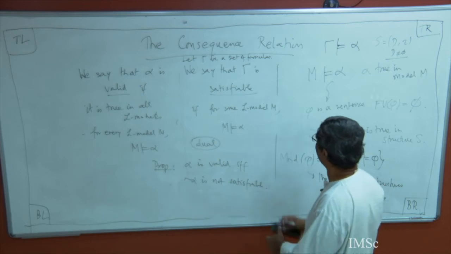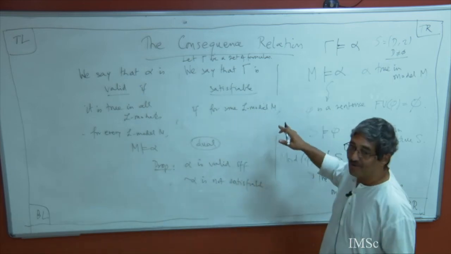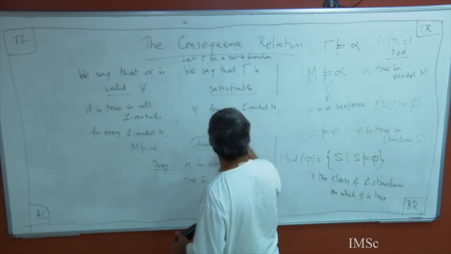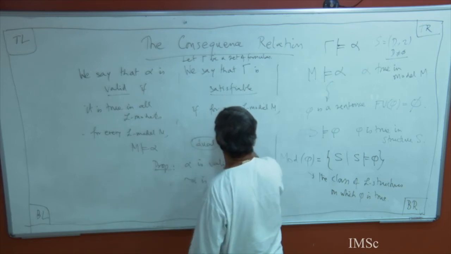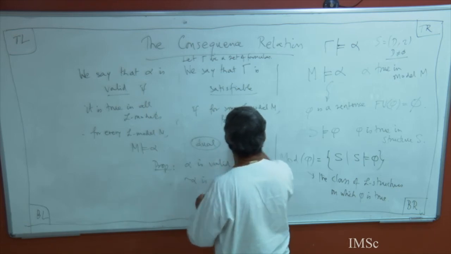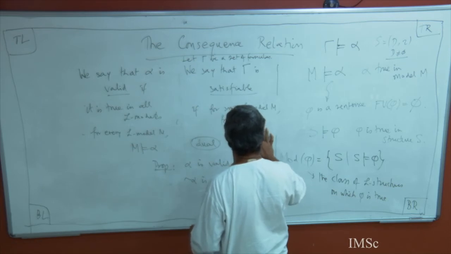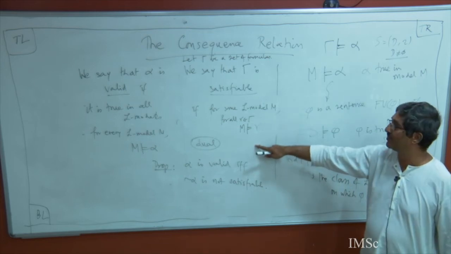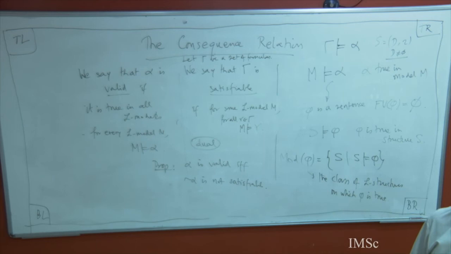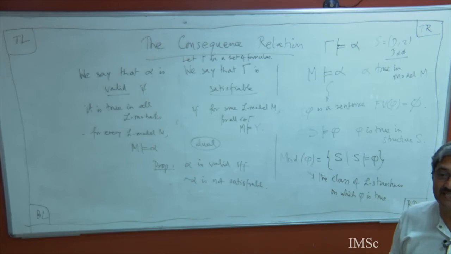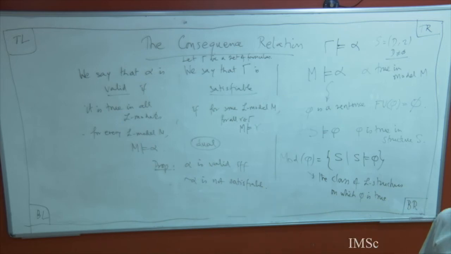We say that gamma is satisfiable if for some L model M, what do we want? It makes all the formulas in gamma true. For some model M, for all gamma belonging to gamma, there is a model that makes all of them true. This is also a very interesting notion, because gamma may be a finite set, maybe an infinite set, and what we are saying is that this model makes all those formulas true.